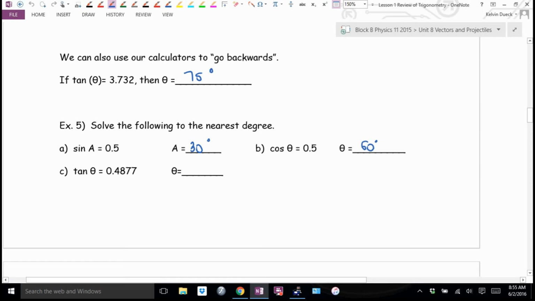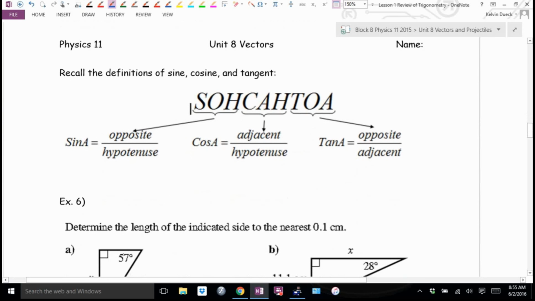If the tangent of theta is 0.4877, what's angle theta? Sorry? 26 degrees? Okay. I will be fussy. Degrees are a unit, and I am fussy on units, so put the little degrees symbol there. A bit more, hopefully none of that's new. Hopefully that's all Math 10. Yep. So you should be acing this.